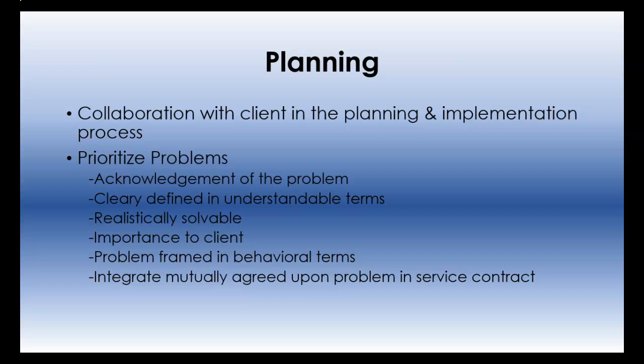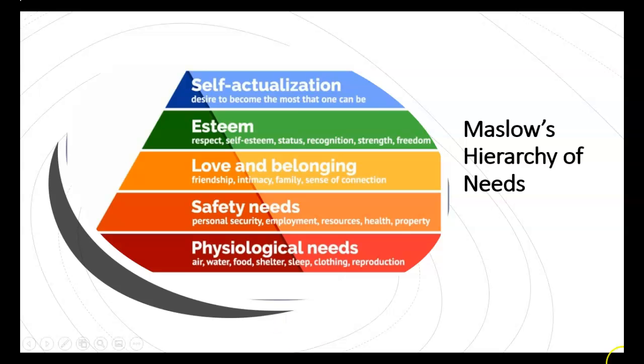And it also integrates a mutually agreed upon problem in the service contract. So again, it must be mutually agreed upon, and this problem that you're identifying with the client will find its way into the actual service contract. So again, this is the collaboration process. And so you'll need to use your skills for working with individuals, skills for working with groups and organizations that you learned earlier on in this course to help you with the planning and implementation process because you'll be bringing those skills to bear in your work in generalist social work practice.